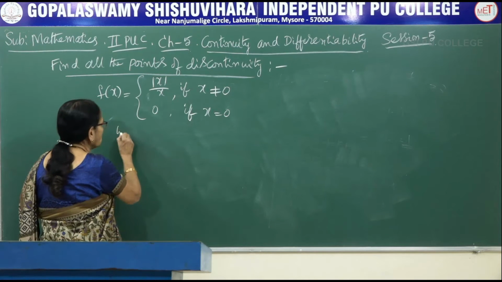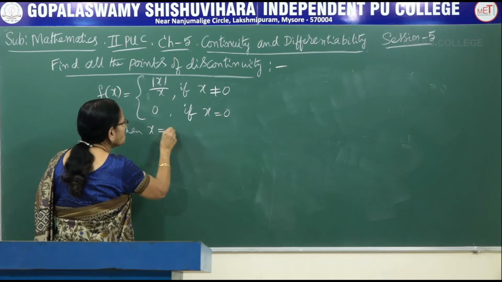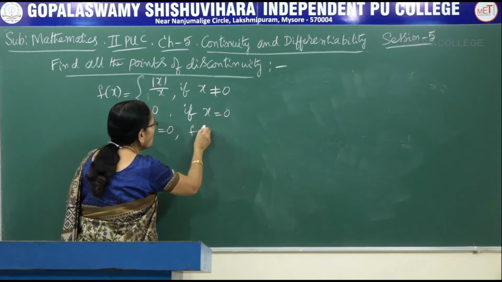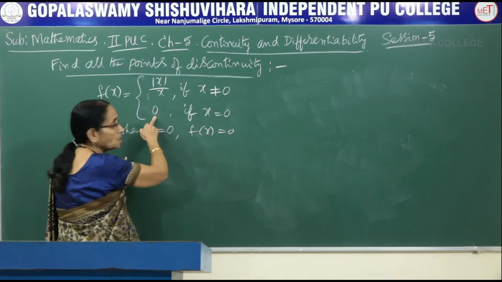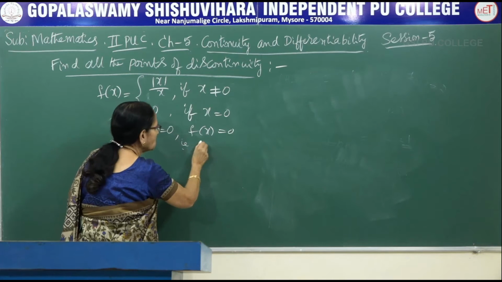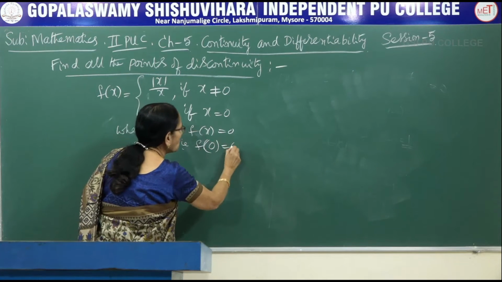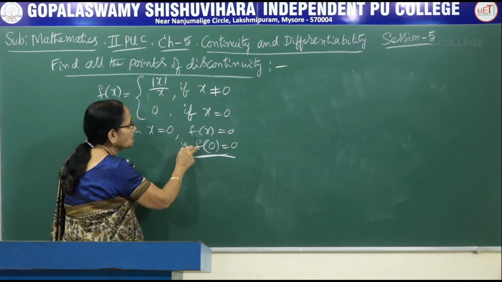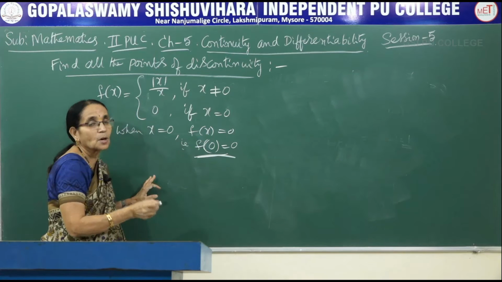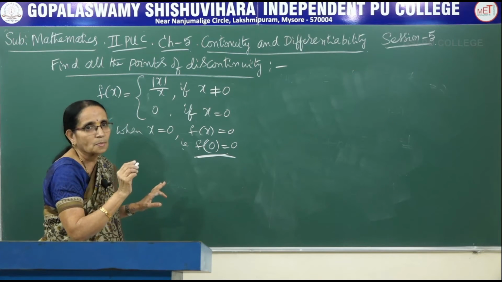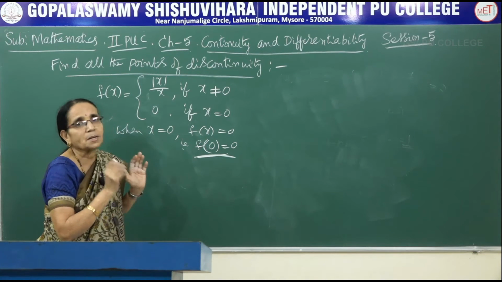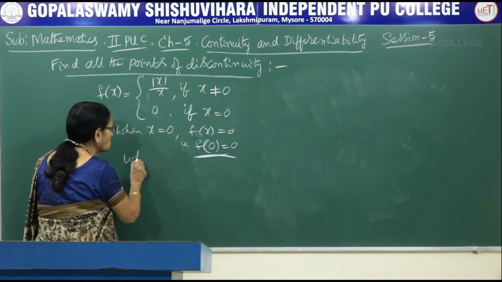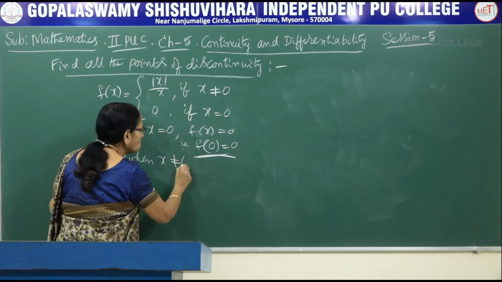So let us argue like this. When x is equal to 0, first this case I am considering, f of x is equal to 0. This they have already given. That is f of 0 equal to 0. That is the meaning. When x is 0, f of x is 0 means f of 0 would be equal to 0. So this is the value of the function. Now let us look at the limit of the function. For the limit of the function, that is when x is not equal to 0.